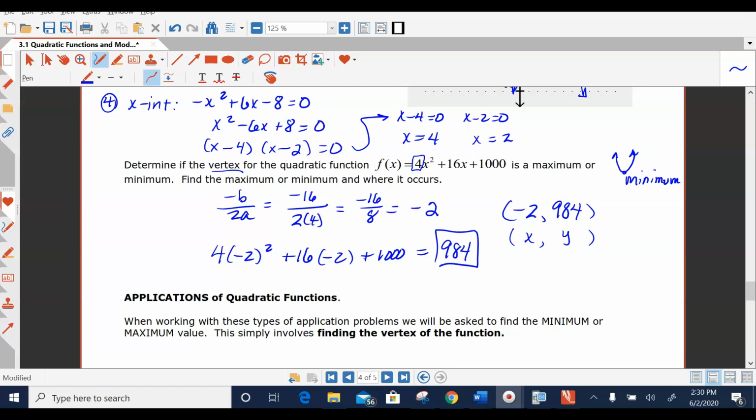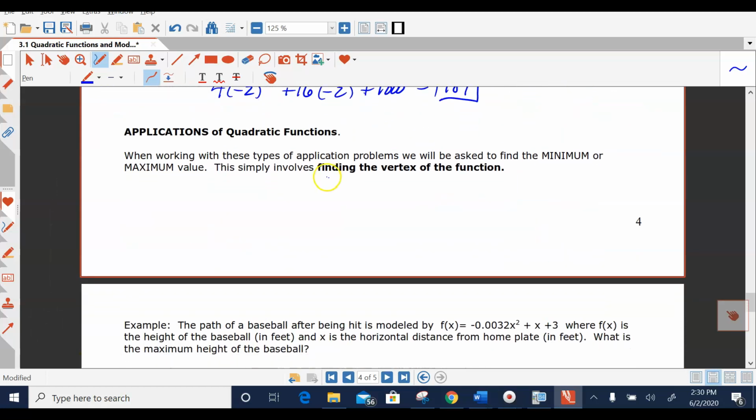Now let's look at some applications. I have emphasized determining if the vertex is a max or a min. That's important because in our applications, they will be asking us to find a max or a min, a maximum height, maybe a minimum cost. And when you're asked to find the max or the min, all you have to do is find the vertex. And remember, to find the vertex for this format, all we need to do is find -b over 2a and then plug that in to find his partner.